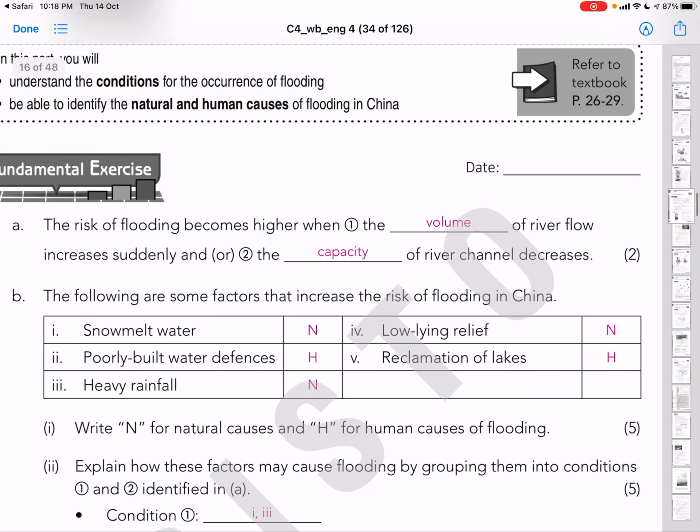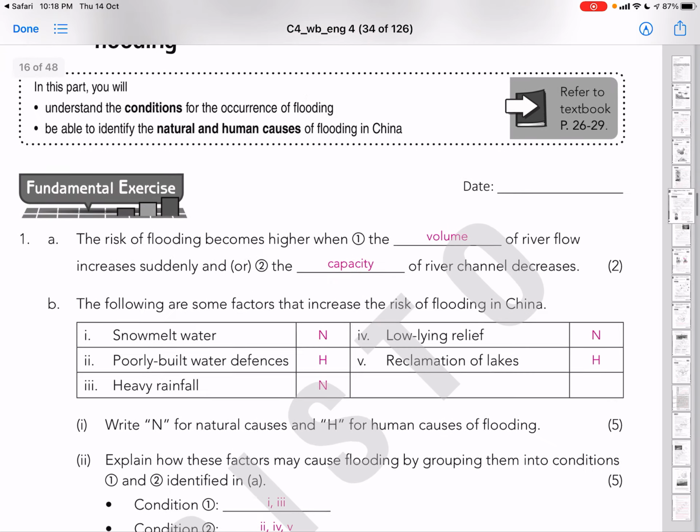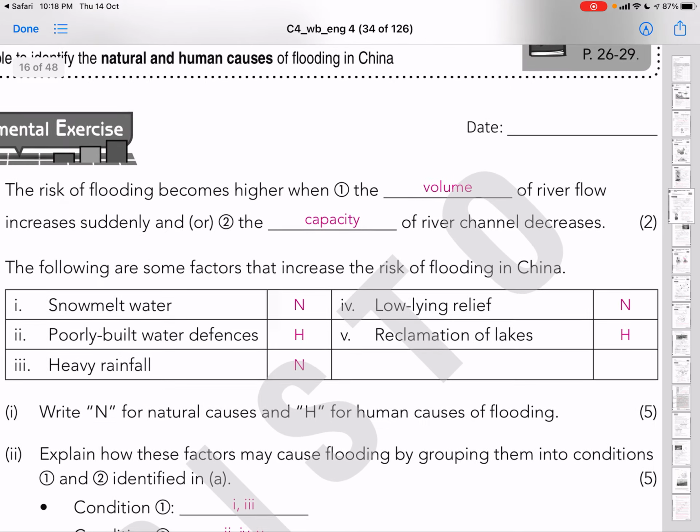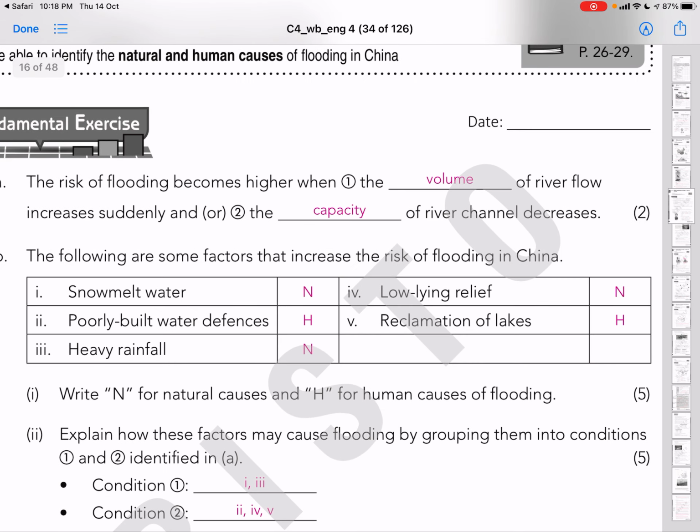Okay, and then what is flooding here? Volume larger than the capacity of the river channel will be the cause of flooding. What are the causes of flooding again? What are the natural causes? First of all, snow melt water from the Changjiang. There will be a lot of snow melt from the Himalayas, Qinghai, and so on and so forth.